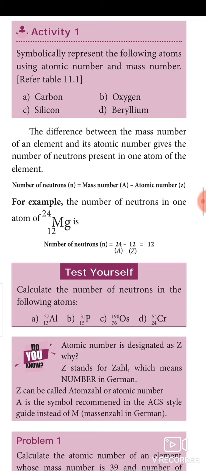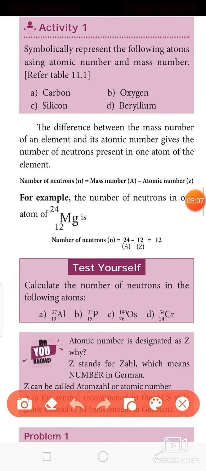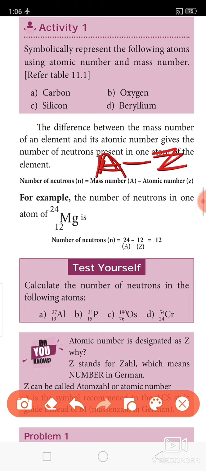The difference between the mass number of an element and its atomic number gives the number of neutrons present. If I would like to know the number of neutrons alone, I have to subtract the atomic number from the mass number. So A minus Z will result in n, the number of neutrons.